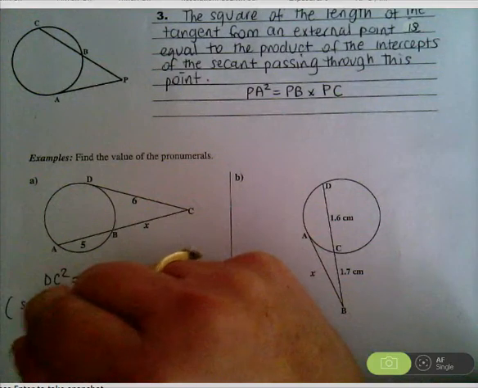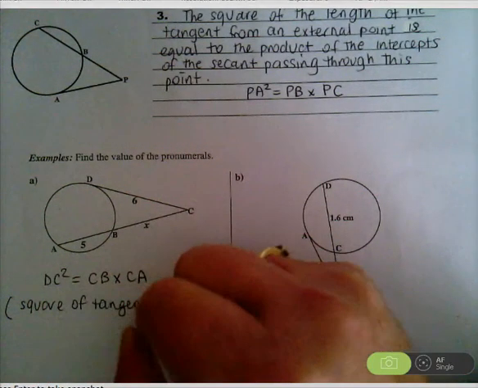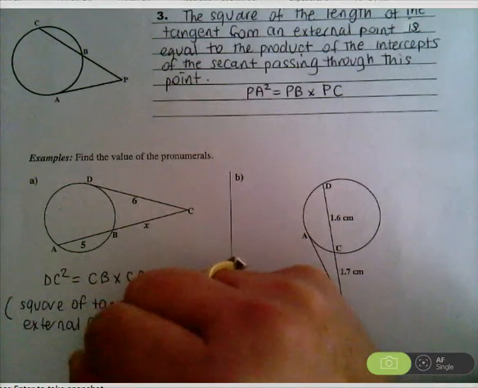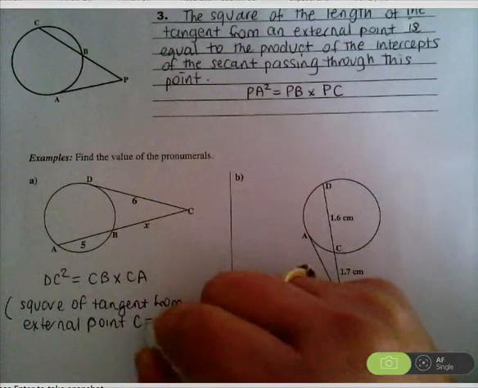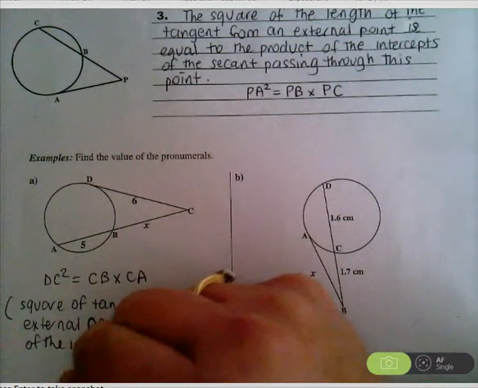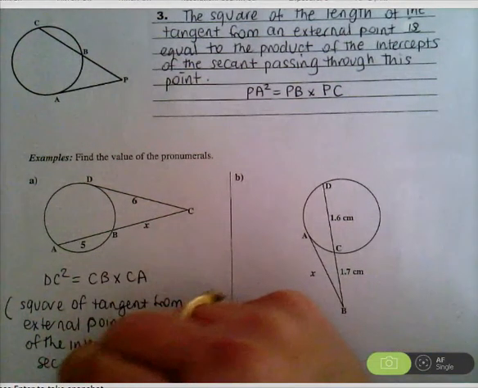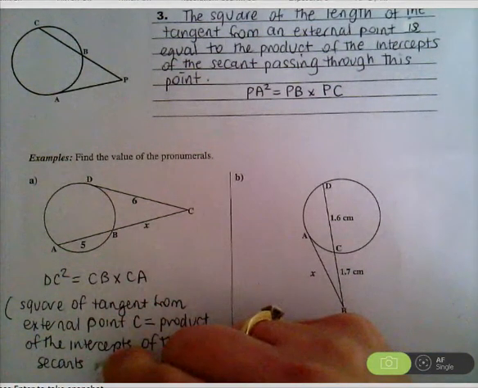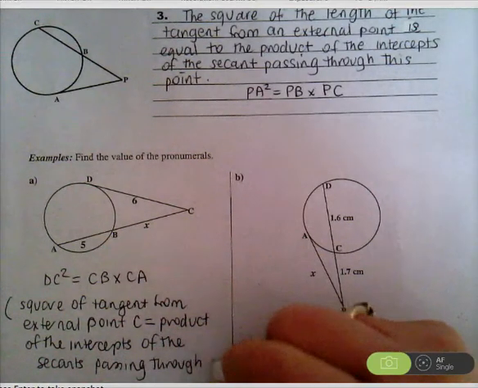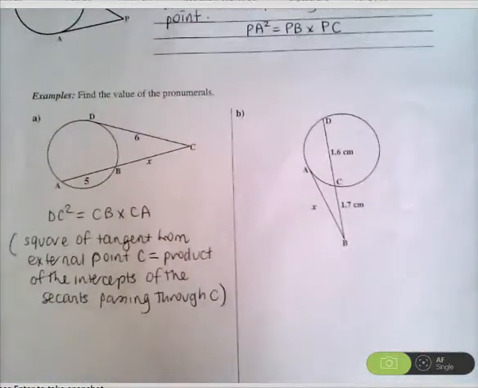Reason: the square of the tangent from an external point C equals the product of the intercepts of the secants passing through C. Okay, so we can just substitute in the values there.